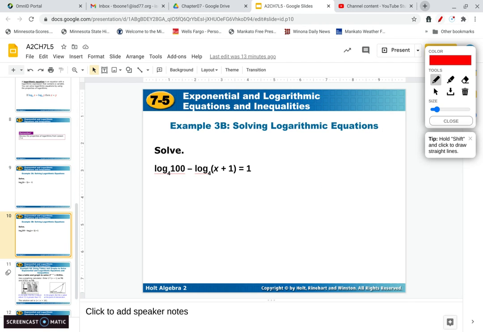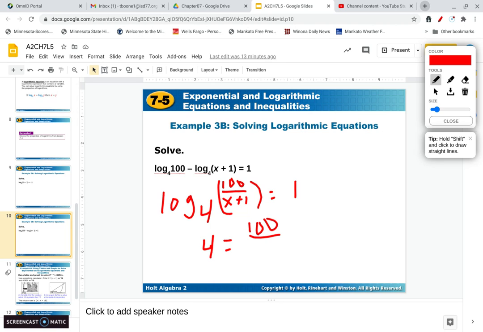All right, other properties. Remember that when we have the same base, we can write it as a singular log. That's always what we want to do. Remember, we divide those. So we're going to go 100 divided by x plus 1 equals 1. Let's convert that to an exponential. 4 to the first power is 4, and that's got to be equal to 100 divided by x plus 1.